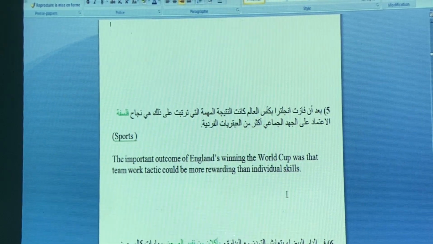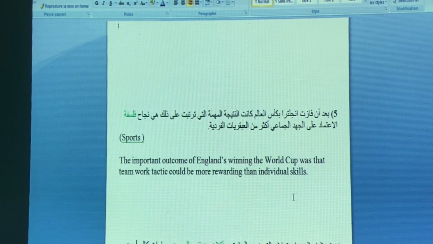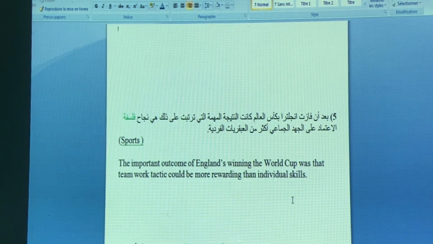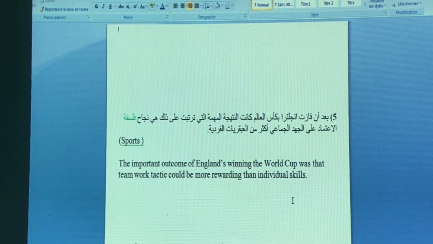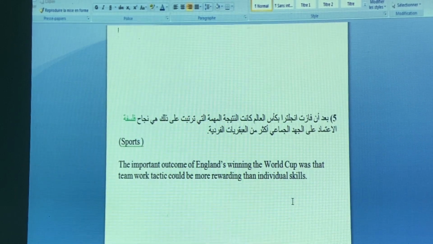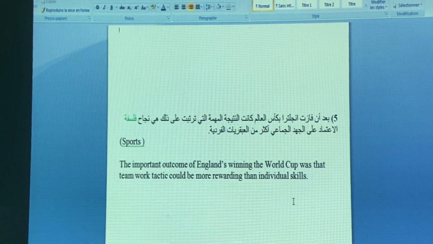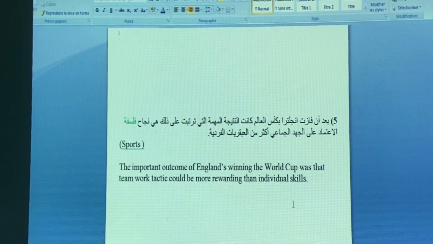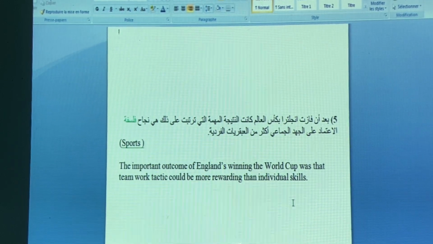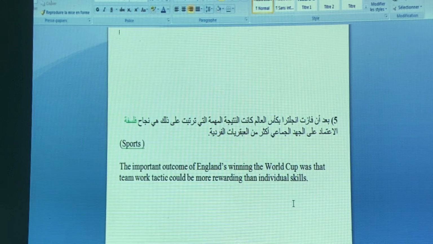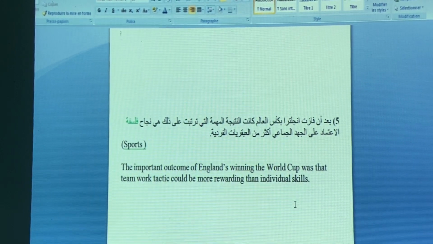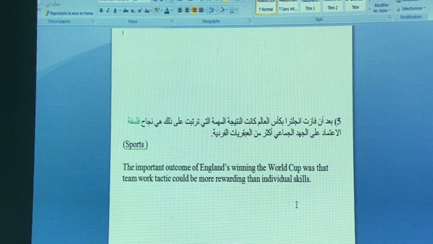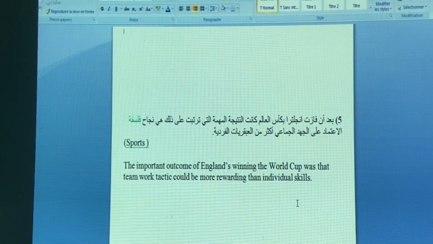Oh, clearly this is sports. Now, the word فلسفة here, فلسفة الاعتماد, if you translate it by philosophy, it would be wrong. Because here, the writer means فلسفة الاعتماد is the tactique used in sport. So in English, you have to try to find the best equivalent for this sports context. The important outcome of England's winning the World Cup was that teamwork tactique could be more rewarding than individual skills. For me, this would be a better translation than if you use فلسفة. It's a tactique in sport.